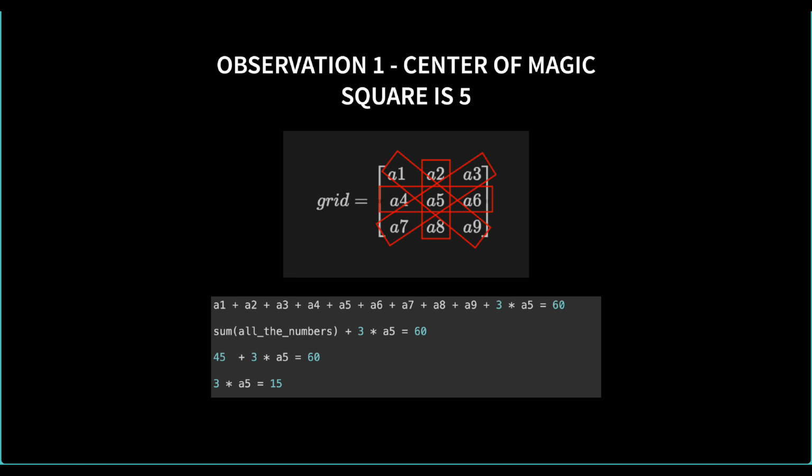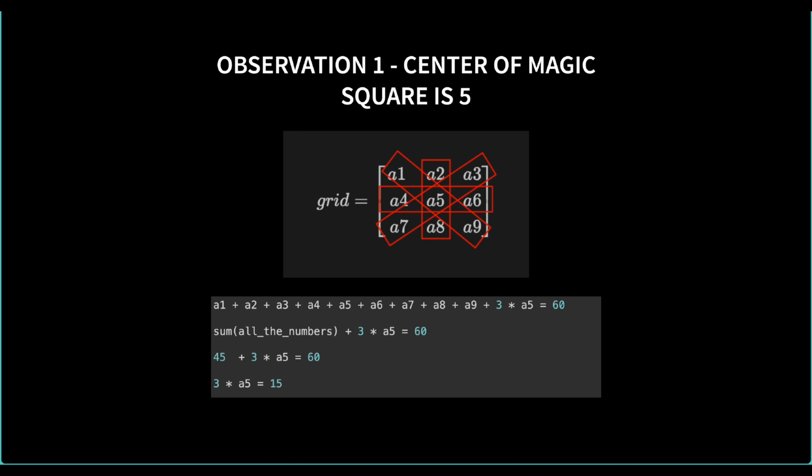So now if we sum up all of these 4 sums, we will get 60 here because each of these sums is equal to 15. So 4 times 15 is equal to 60. This happens on the right side, and on the left side, we can sum up all the numbers, right? So we get all the numbers plus 3 times A5. All the numbers we already saw sum up to 45. So we get 45 plus 3 into A5 is equal to 60. So 3 into A5 is 15, and finally A5 is equal to 5. So our first observation is that A5, our middle element, is always equal to 5.